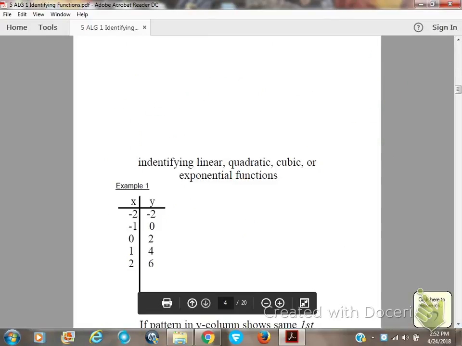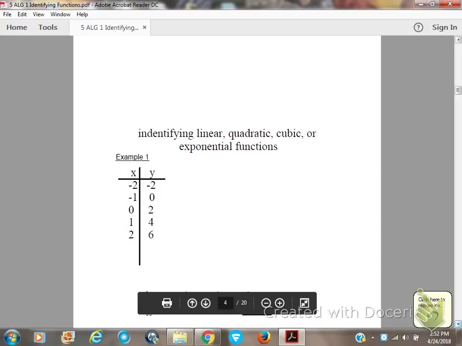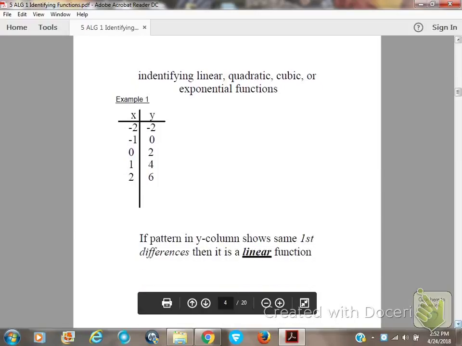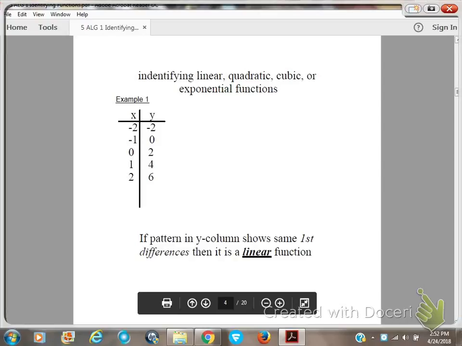All right, what we're talking about today is if you're given a table of values rather than a graph and explaining what type of function it is. You can always plot the points and look at the graph to determine which graph it looks like, but if you're just looking at a table, you can also look for a pattern.